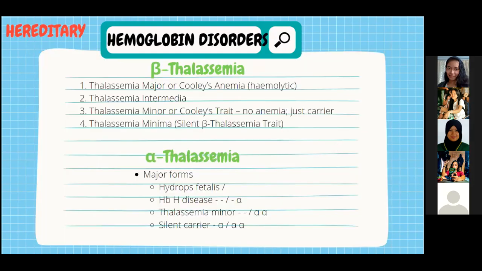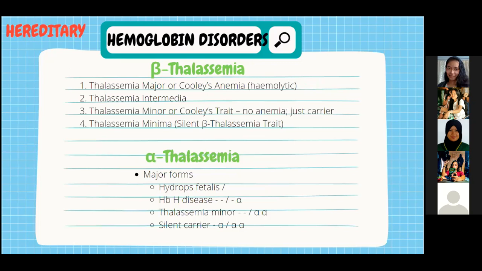So now let's move on to the beta thalassemia. Beta thalassemia refers to an impaired production of beta chains. Therefore, HbF or HbA2 is often increased with respect to HbA. So these are the major types of thalassemia.